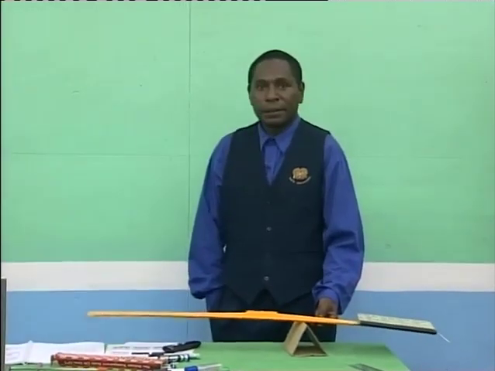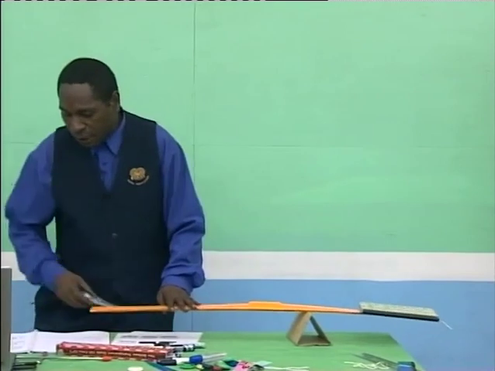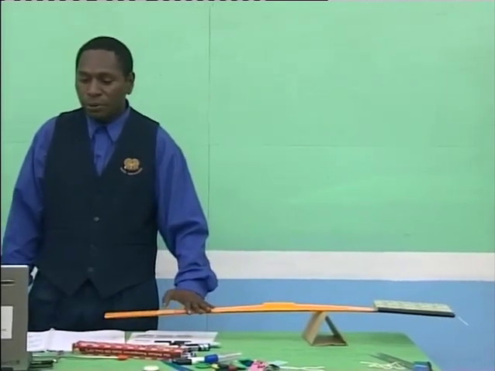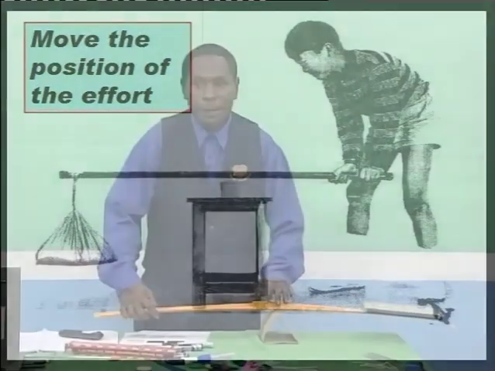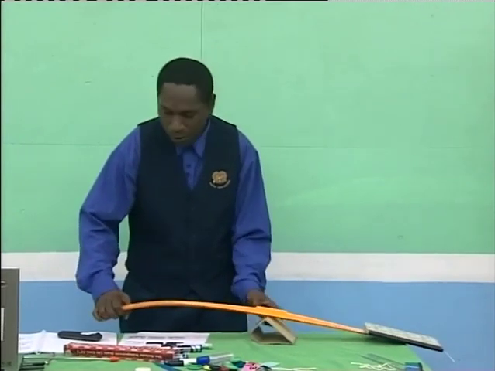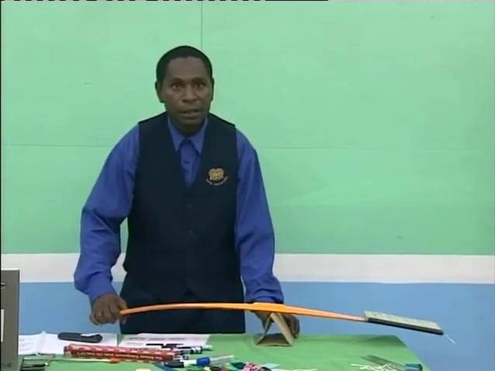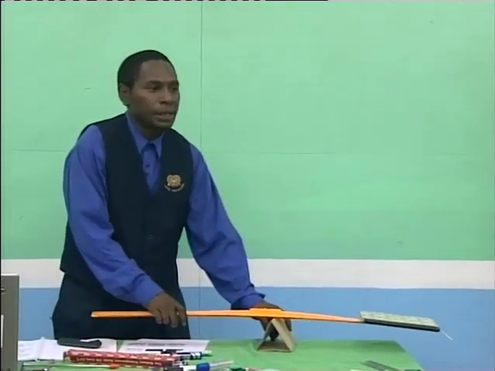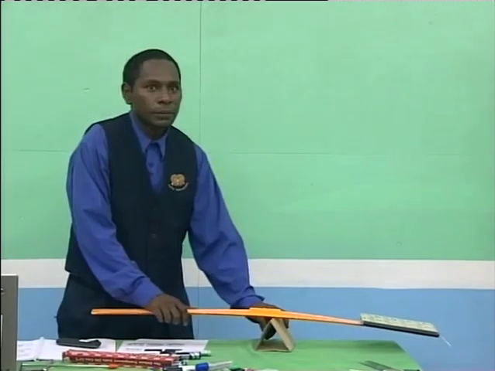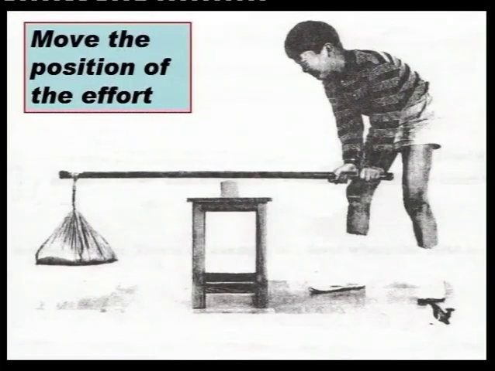Now, second one. The second one that you are supposed to do is you will move the position of the effort. What if you move the position of the effort? The pivot stays, and you move the position of the effort towards the center. How does it feel when you move the position of the effort towards the center?